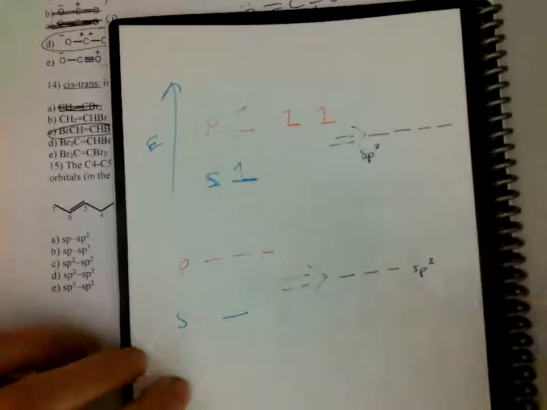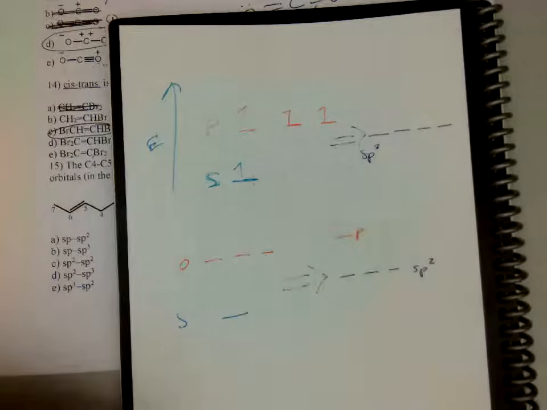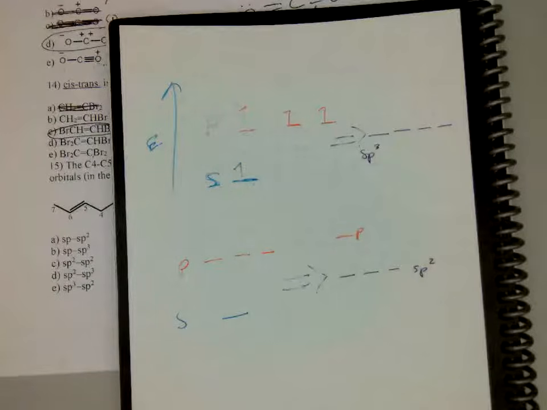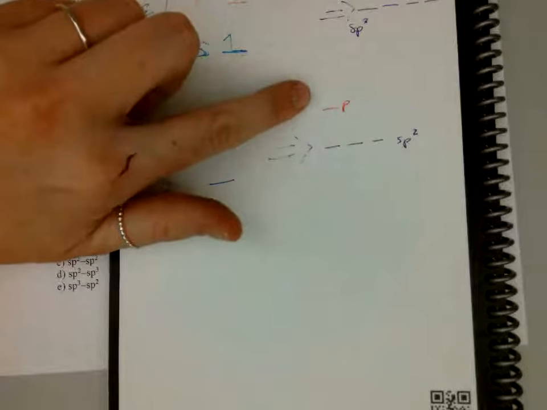So this is 3, that's 2. And you'd still have 1 of your p orbitals left over. That p orbital can partake in pi bonding, or a double bond. So these are your sigma or single bonds, and these are going to be part of your double bonds.